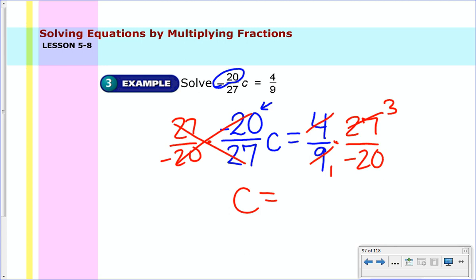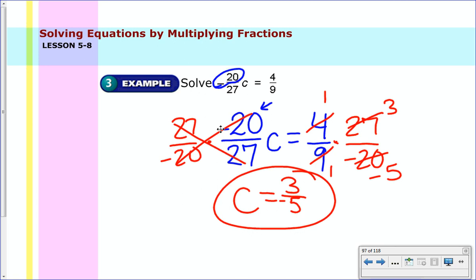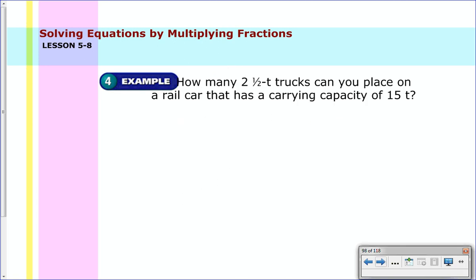And 4 and negative 20 share a factor of 4. 4 divided by 4 is 1. Negative 20 divided by 4 is negative 5. So now I simplify. 1 times 3 is 3. 1 times negative 5 is negative 5. So your answer is negative 3/5. All right, and this is going to be our final example for the night, and then you are all done.